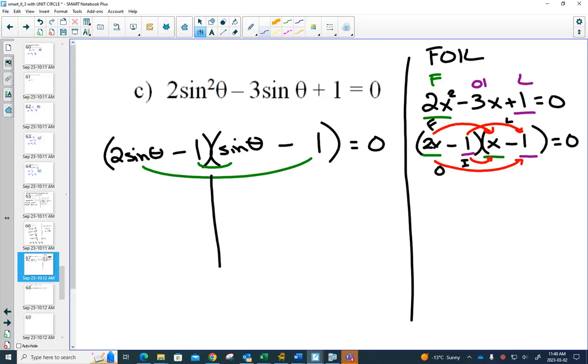Once I have that, we just changed it from adding and subtracting to multiplying. So either this one is 0, and the only way this one would be 0 is if sine of theta is 1/2. And the second one could be 0 only if the sine of theta was +1.